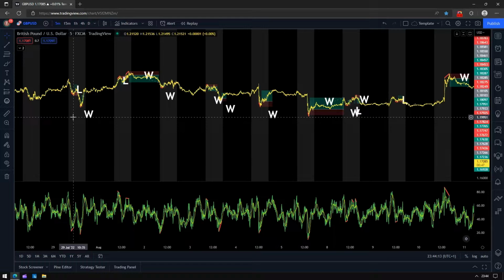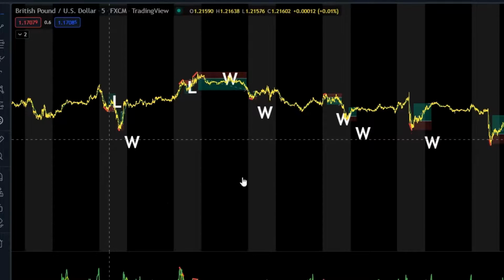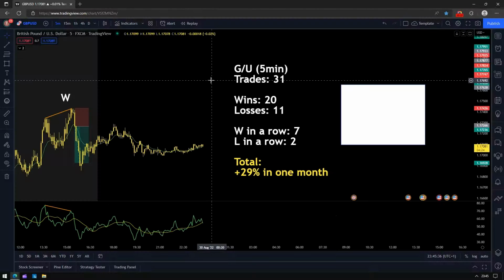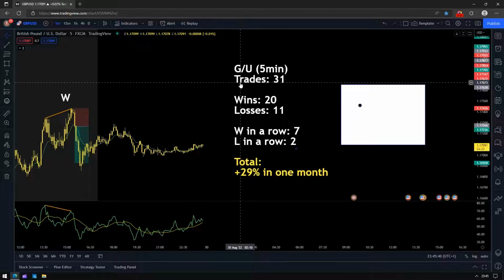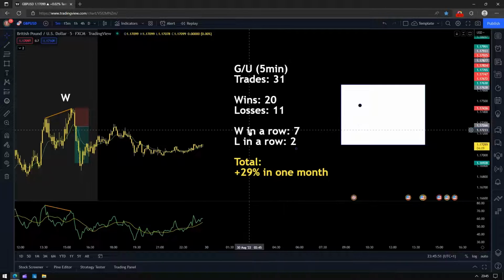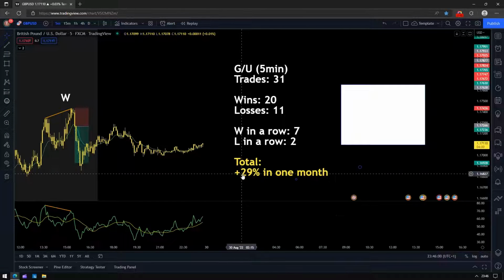So I've finished backtesting and I'll show you the results for the 5-minute time frame now. The first trade we took was on the 29th of July here. The W's mean wins and the L's mean losses. So on GU, on the 5-minute time frame, we had a total of 31 trades in 1 month. We had a total of 20 wins and 11 losses. The most amount of wins we had in a row was 7, and the most amount of losses in a row was 2. Total for the past month, we had a 29% increase, which is absolutely amazing.